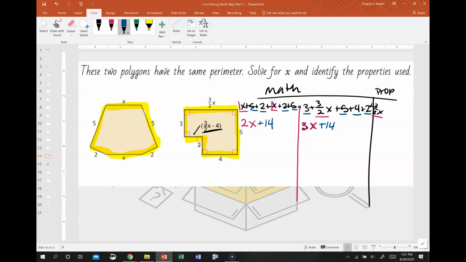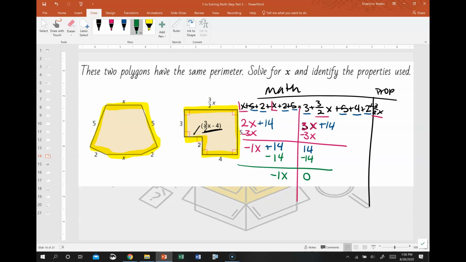Yes, 14. Okay, so now I want all my x's to be on one side. So I'm going to move everything to the left. So I'm going to subtract 3x from both sides. And I get negative 1x, and I still have the plus 14 over here, equals 14. This is going to be tricky. Okay, so now I need to subtract 14 from both sides. So then I have negative 1x equals 14 minus 14 is 0.